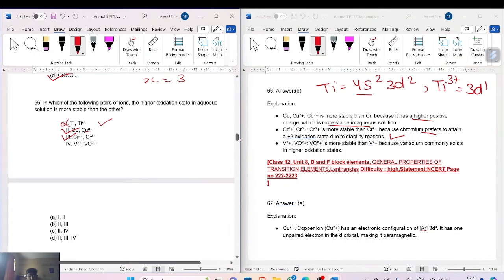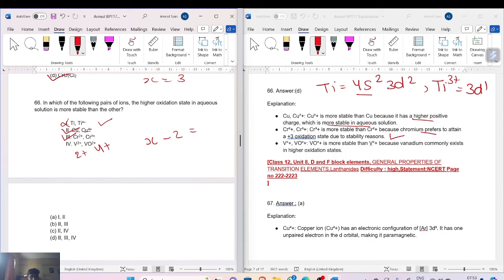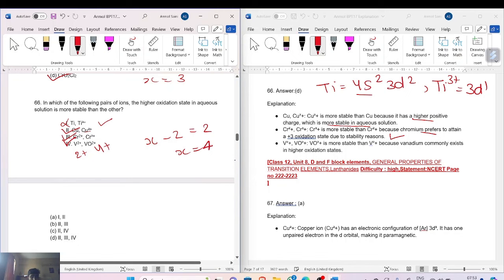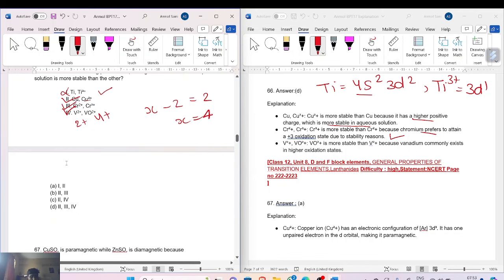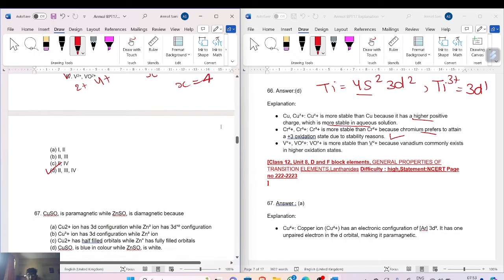The last one is vanadium 2 plus to VO 2 plus, and vanadium also prefers to be in a higher oxidation state. Here vanadium oxidation state is +2, and here it is +4, because X minus 2 equals 2, so X equals 4. Vanadium is in a higher oxidation state in VO2 plus, hence it will also be correct. So our correct options are 2, 3 and 4, so option D will be correct.